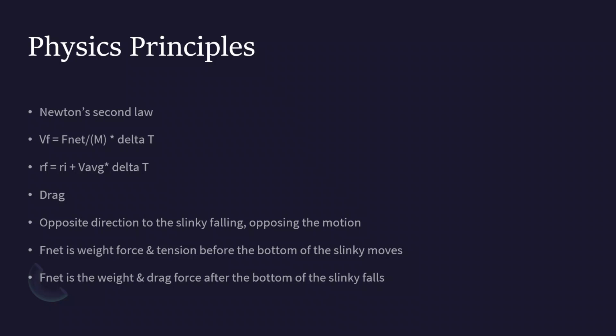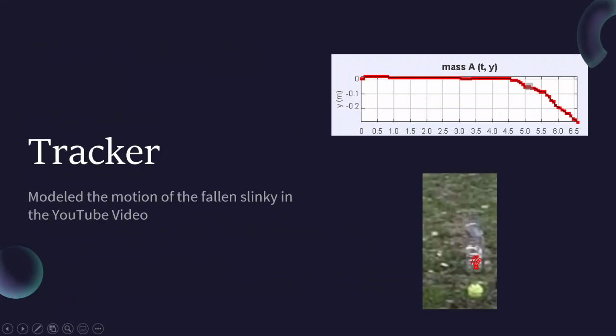And so before the bottom of the slinky moves, F net is the weight force and the tension on the bottom of the slinky. And after the bottom of the slinky falls, the F net is the weight force and the drag force this time. And by weight force, I mean basically the force of gravity. And so here's the tracker.